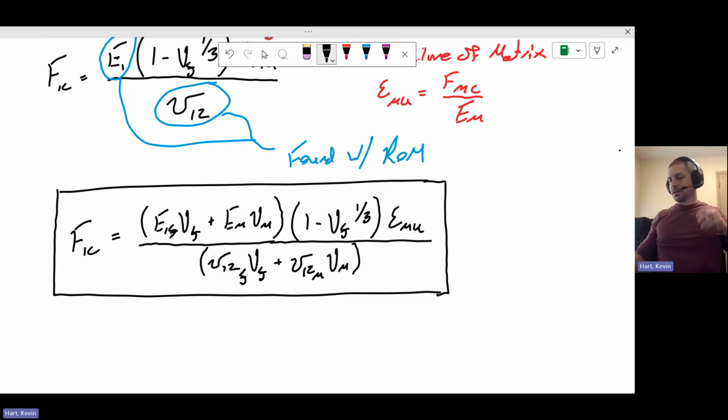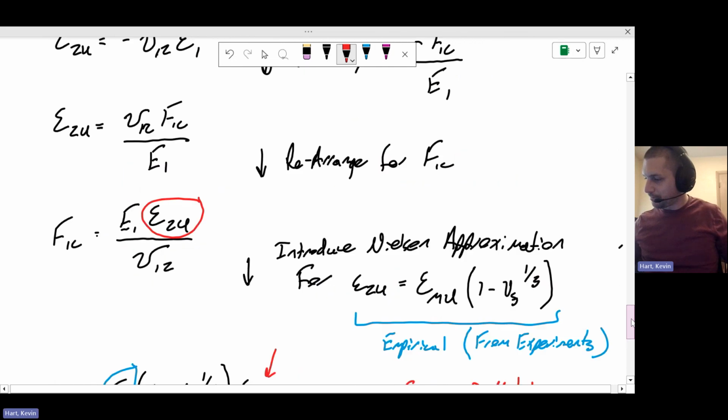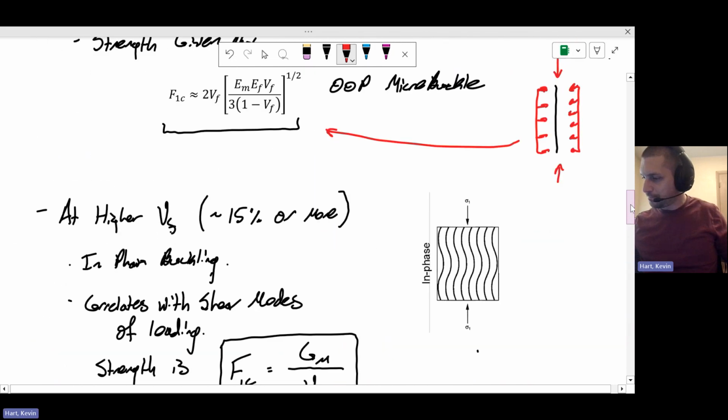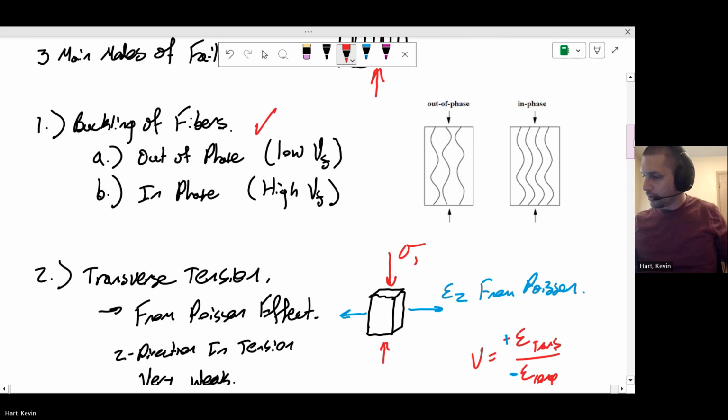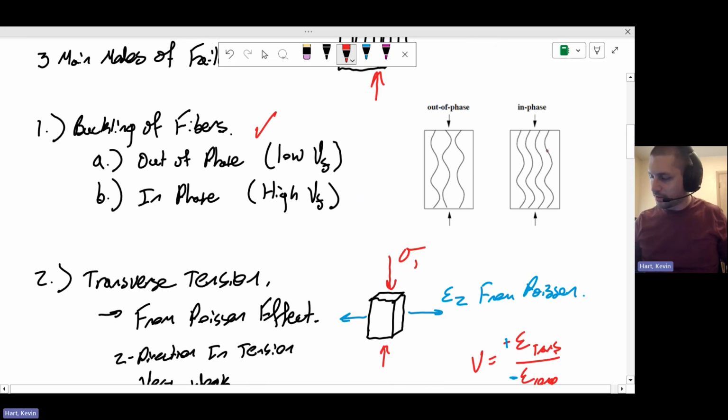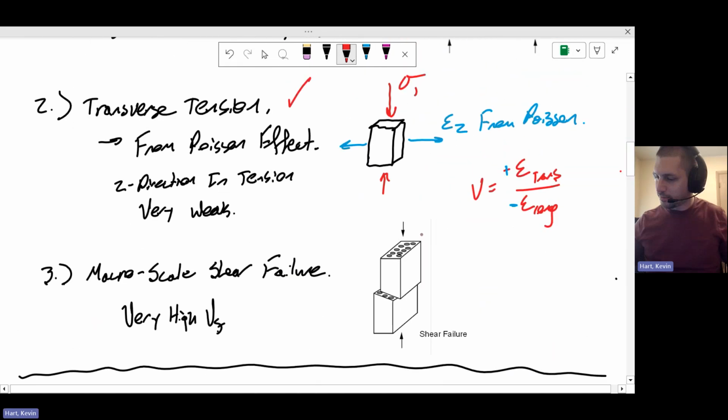All right. So that is the second of two ways that your composite could fail if loaded in the one direction in compression. So all the way back up here now. We've talked about buckling of the fibers, how these fail out of phase and in phase. We've talked about transverse tension, and presented the math on how that's going to fail. And now let's cap it off by talking about this last one here, which is this macro scale shear failure.